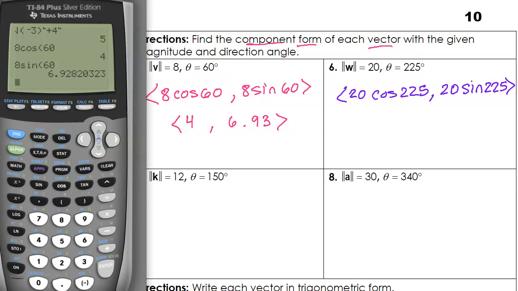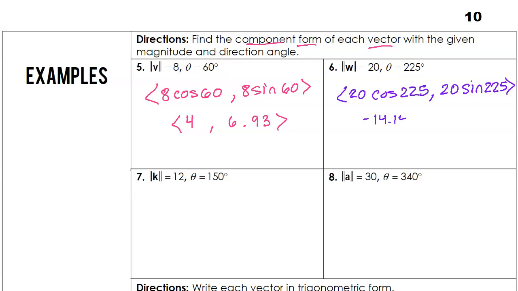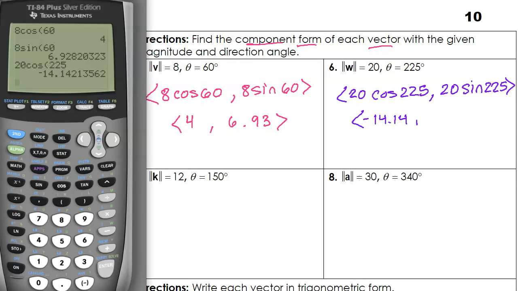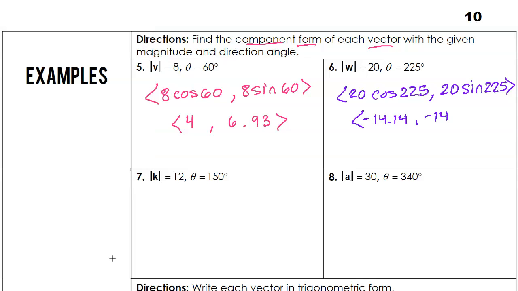And then we do 20 times cosine of 225, and we get negative 14.14. And then we do 20 sine of 225, and you get, again, negative 14.14. And you're done. You will have to put the arrow brackets around component form.